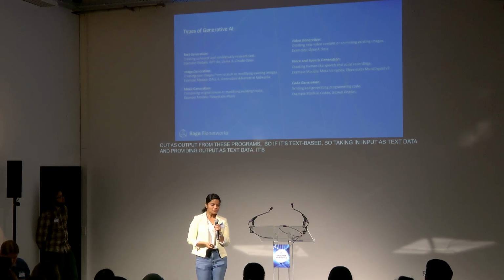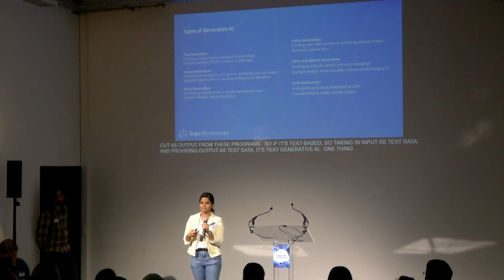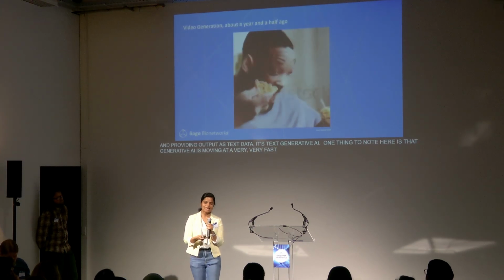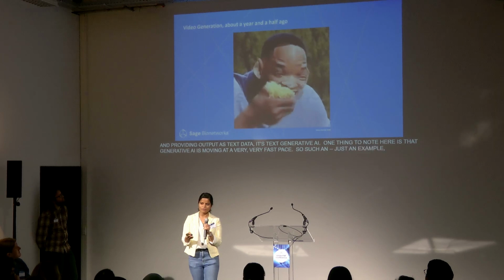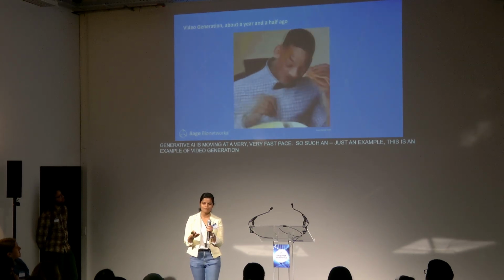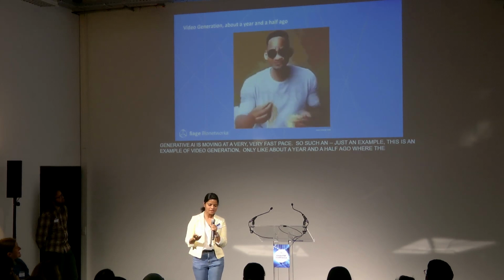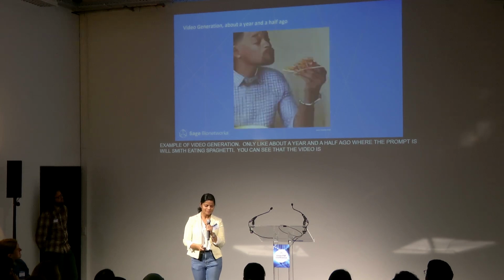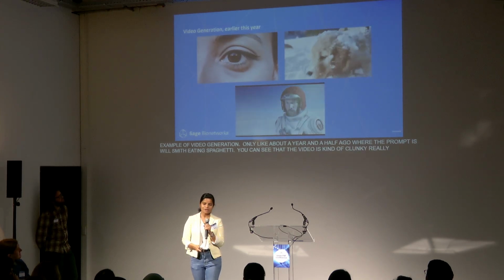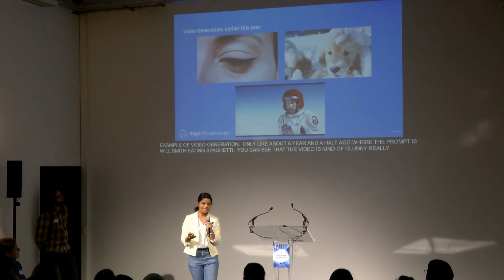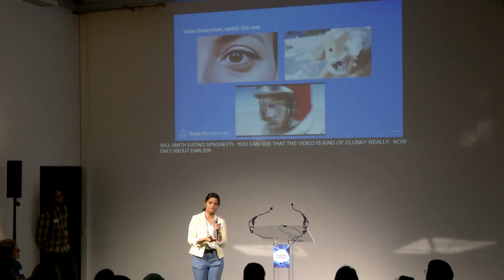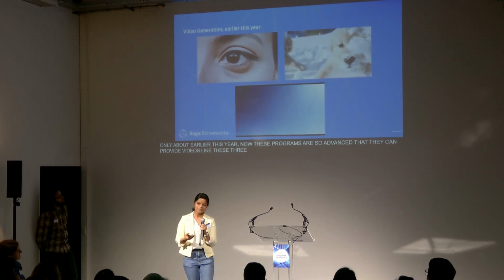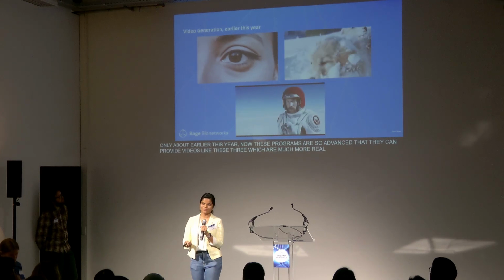One thing to note here is that generative AI is moving at a very, very fast pace. This is an example of video generation only about a year and a half ago, where the prompt is Will Smith eating spaghetti. And you can see that the video is kind of clunky. Now, only about earlier this year, these programs are so advanced that they can provide videos like these three, which are much more realistic and sometimes hard to tell whether it's generated or actually shot.